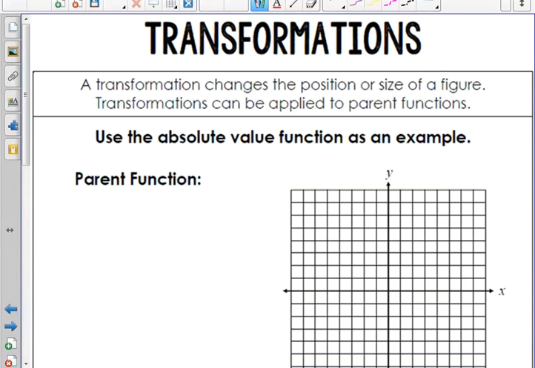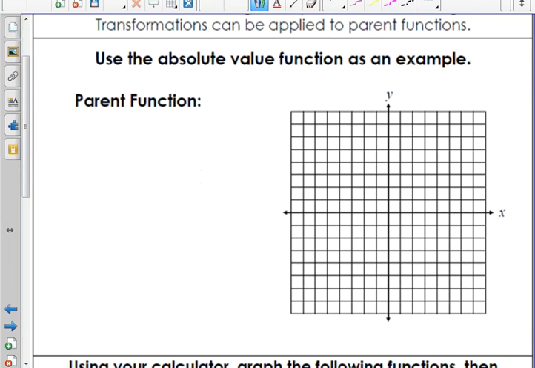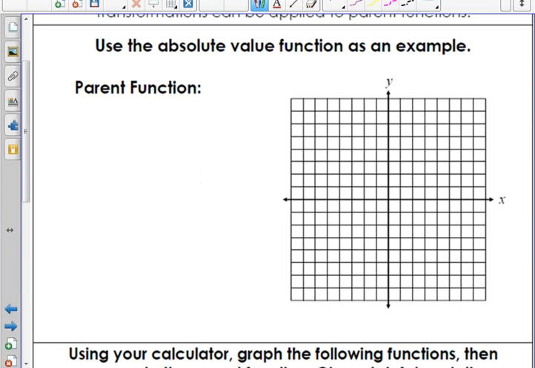We're going to apply them to what we call parent functions. We mentioned this the other day. We're going to use the absolute value function as an example. We have already looked at the absolute value function, so we're just going to do a really quick review. We're going to run through it.